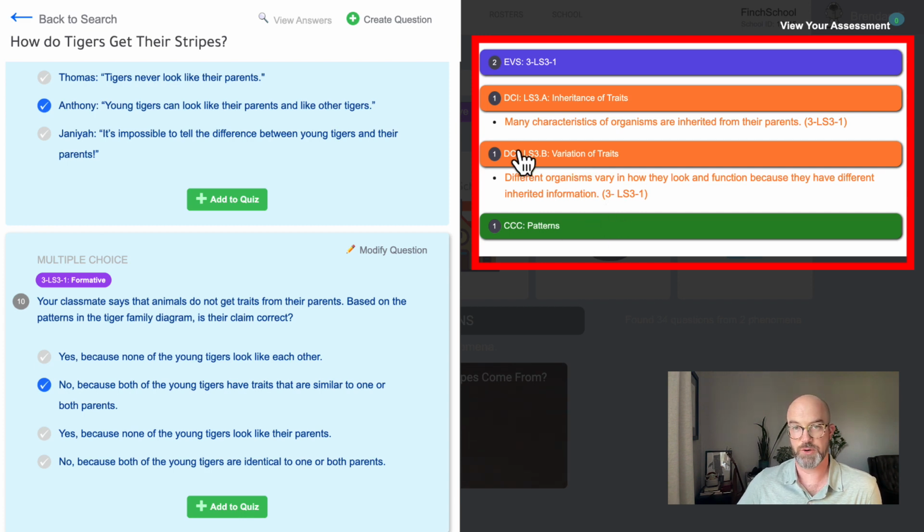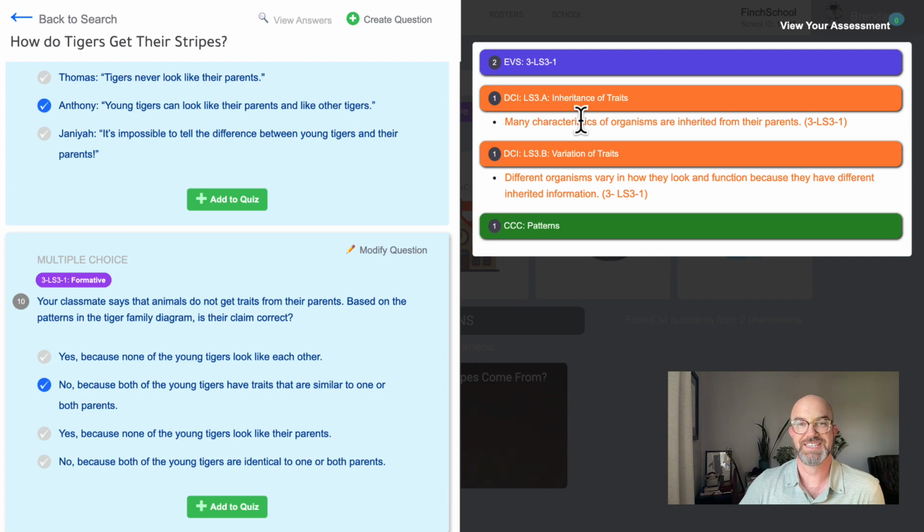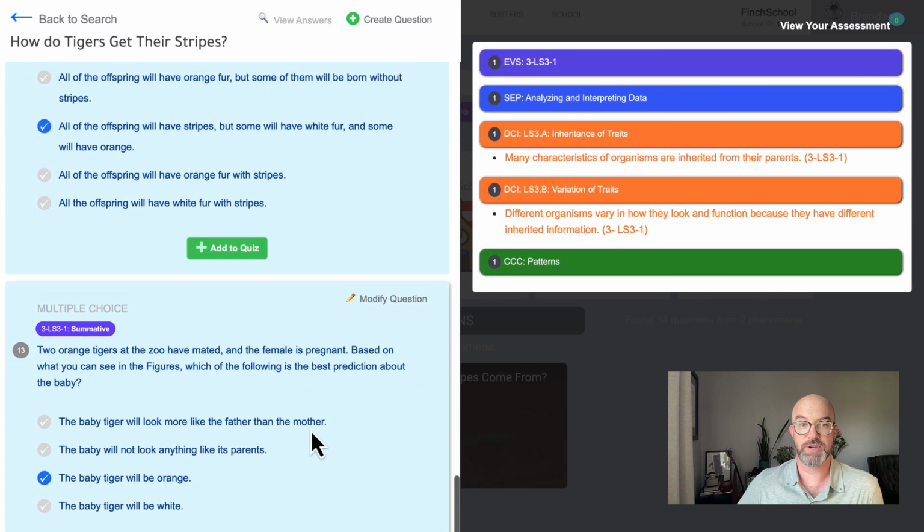And also that different organisms vary in how they look and function because they have different information, and that characteristics of organisms are inherited from their parents. So this is a 2-dimensional question hitting just the DCI and the cross-cutting concept. And now let's dive down into our more rigorous questions.